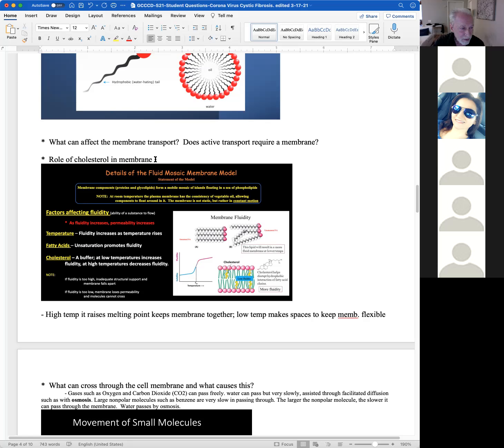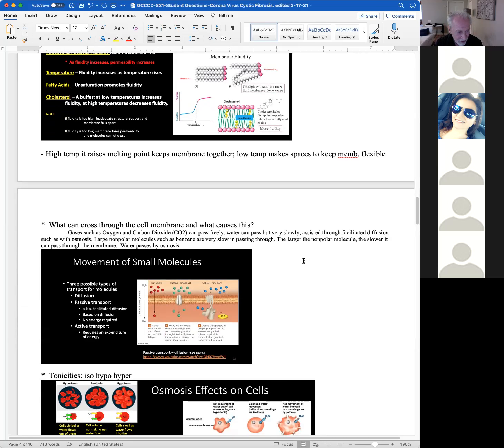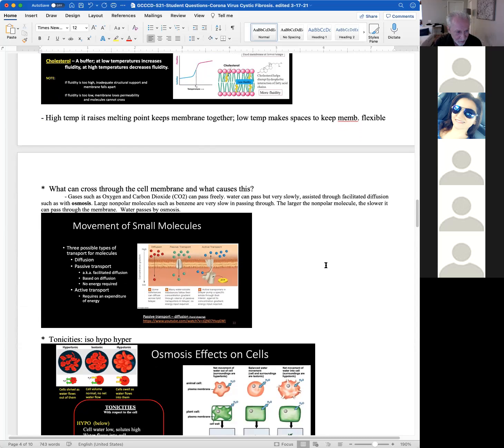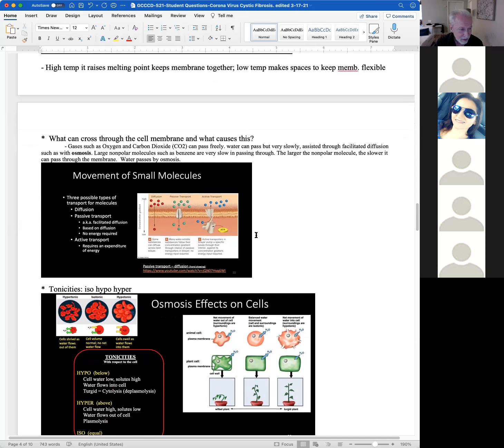The other part of this, does active transport require a membrane? I would say yes. I can't think of active transport across anything other than a membrane. So what can cross through the membrane and what causes it to cross? Well, there's a lot of information about this point. I chose this one slide to try to capture the essence of it.